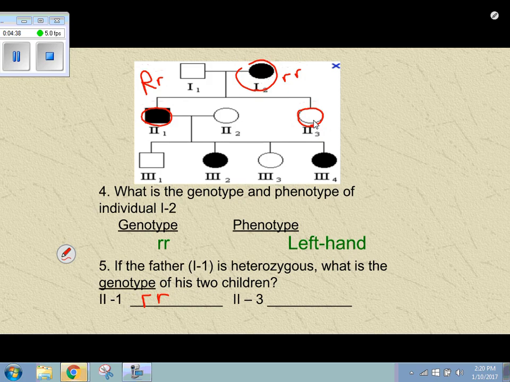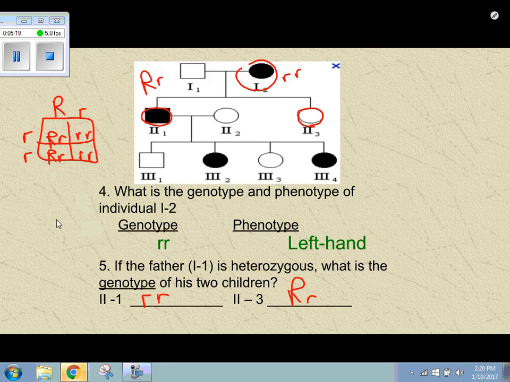If I make a Punnett square, I can actually show it. This child here got a recessive gene from mom, because that's all mom has to give away, and got the dominant gene from dad. If you want to see how they got that, dad was heterozygous and mom is homozygous for being left-handed. If I fill in my Punnett square really quick, because this person is right-handed, I know that they must have gotten the right-handed gene.